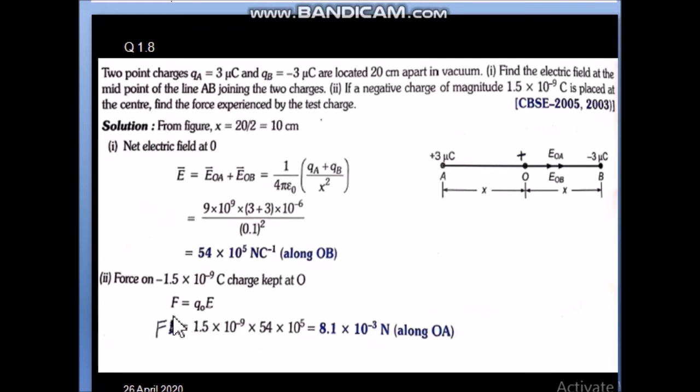Now force direction, how it is found? If the charge is positive, then electric field and force are in the same direction, but here the charge is negative given, test charge is negative given. So opposite to electric field, force will be. So electric field is towards OB, so force will be towards OA.